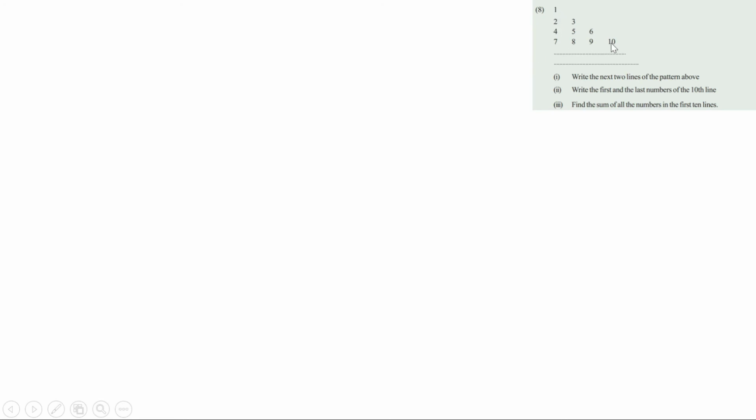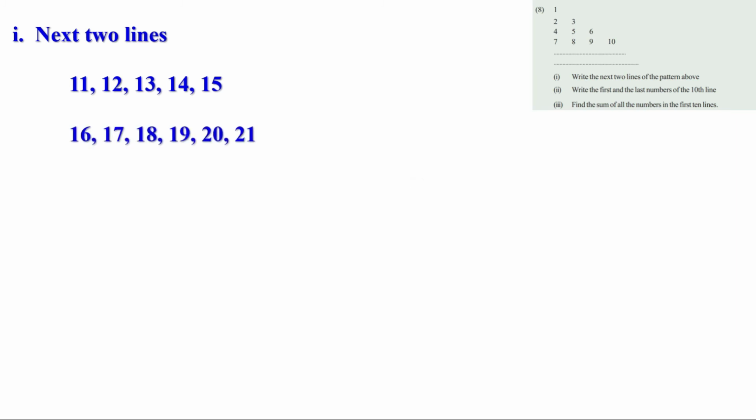See, these are all natural numbers 1, 2, 3, 4, 5, 6, 7, 8, 9, 10, etc. If you take all the terms together, it is the sequence of natural numbers. In the first line, there is only one number. In the second line, there are two numbers. In the third line, there are three numbers. In the fourth line, there are four numbers. Therefore, in the fifth line, we need to write the next five natural numbers, that is 11, 12, 13, 14, 15. And in the sixth line, we need to write the next six natural numbers, that is 16, 17, 18, 19, 20 and 21.